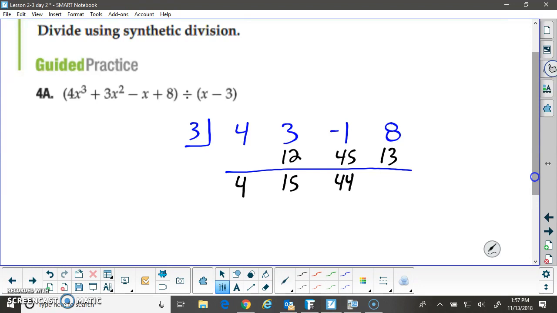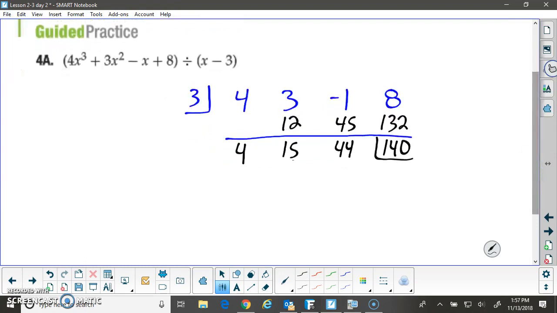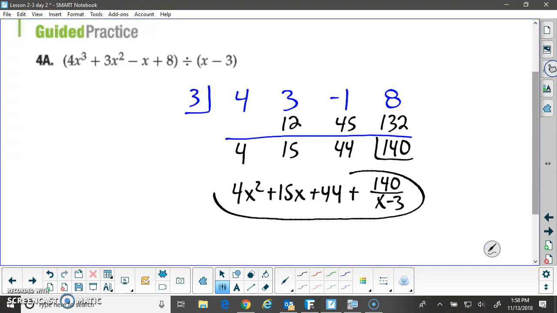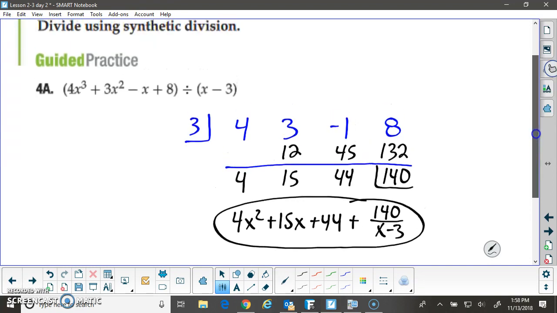So now doing the synthetic division, we bring down the 4, multiply, add, multiply, add, multiply, add. The last number represents your remainder. So in this case, our final answer is 4x squared plus 15x plus 44, and we take the remainder and we put it over the divisor, which in this case is x minus 3. So this would be the answer we get when we use synthetic division dividing those two polynomials.